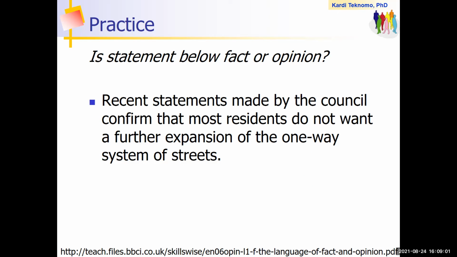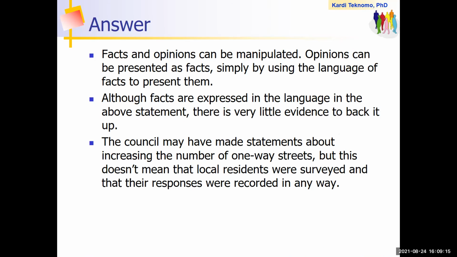The word "confirm" here looks like fact, but we are not sure at this point. It's probably opinion, unless they give evidence for it.